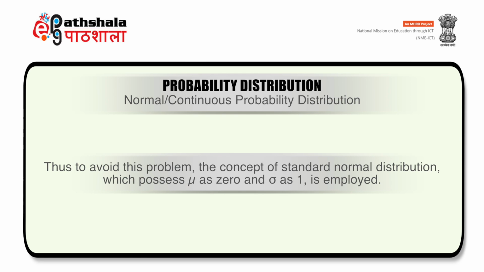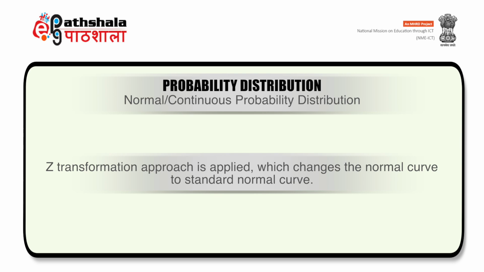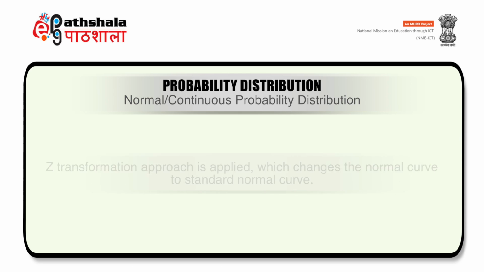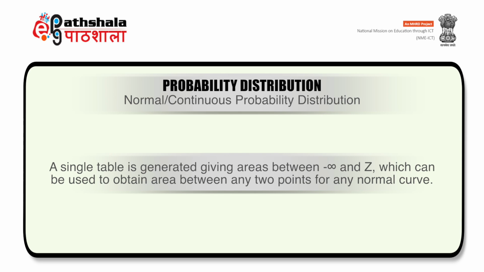Thus, to avoid this problem, the concept of standard normal distribution, which has a mean of 0 and a standard deviation of 1, is employed. The Z transformation approach is applied, which changes the normal curve to the standard normal curve. A single table is generated giving areas between minus infinity and z, which can be used to obtain the area between any 2 points for any normal curve.